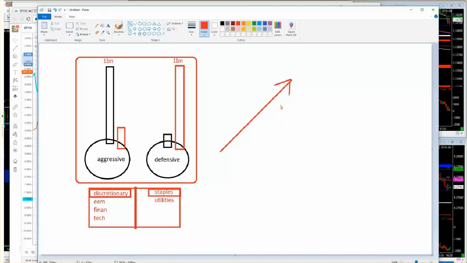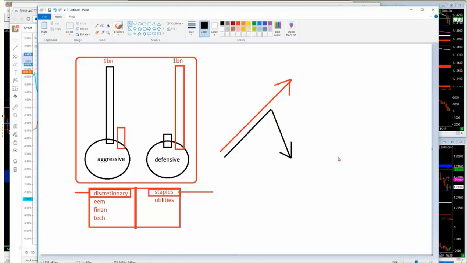However, say the aggressive stock was discretionary and the defensive stock was staples. What's going to happen if I look at those individual sectors? Well, this is what's going to happen if I look at those individual sectors. Do you agree with that, guys?